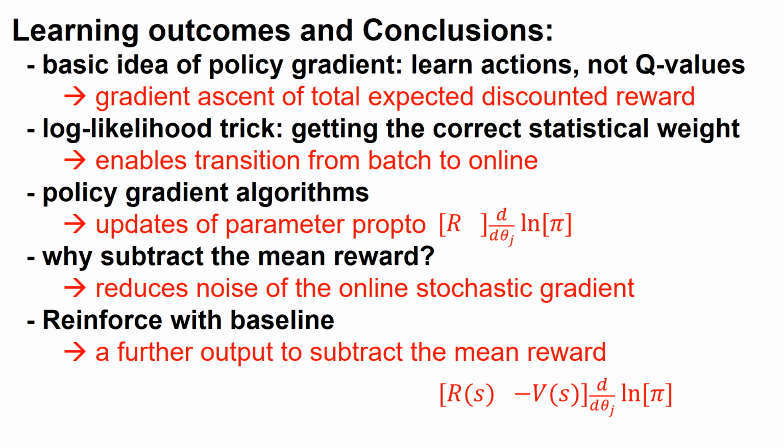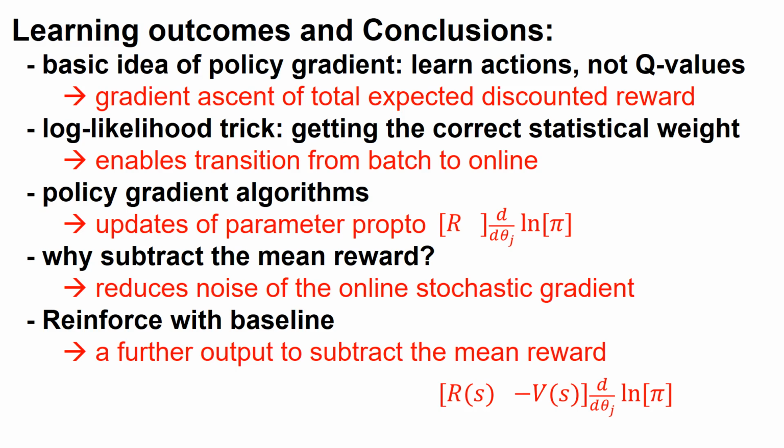So this was a big series of lectures on policy gradient methods. The basic idea is, yes, we learn actions. We don't worry too much about Q values. We go directly for gradient ascent of the total expected discounted reward. Now, in order to go from batch to online, we use the log likelihood trick, and this is necessary because if we run online, we need to get the correct statistical weight. The policy gradient algorithms always lead to parameter updates that contain the return and the derivatives of the log policy.